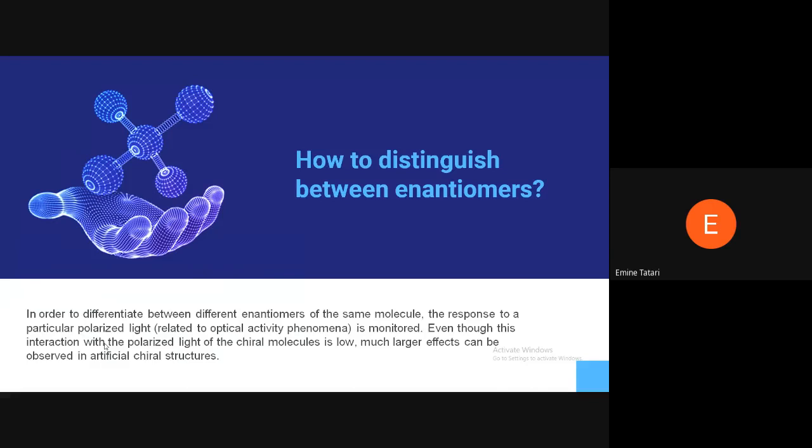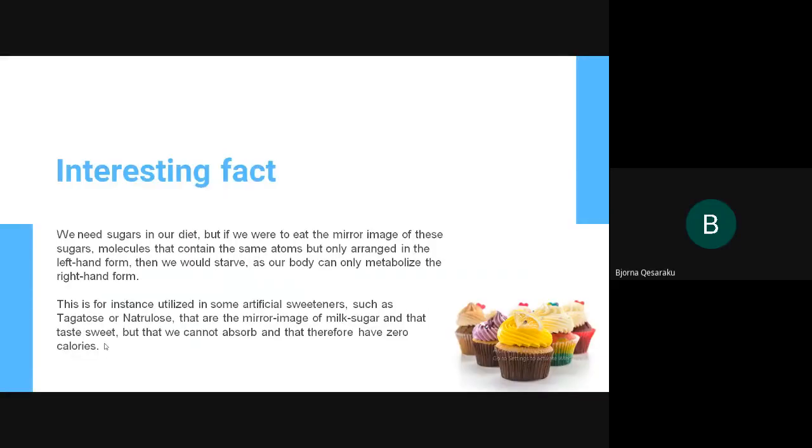How to distinguish between enantiomers. In order to differentiate between the enantiomers of the same molecule, the response to a particular polarized light, which is related to the optical activity phenomena, is monitored. Even though this interaction of the chiral molecule with polarized light is low, much larger effects can be observed in artificial chiral structures.